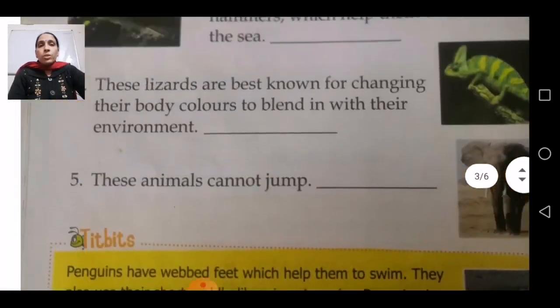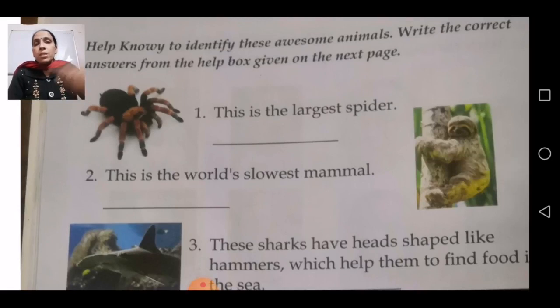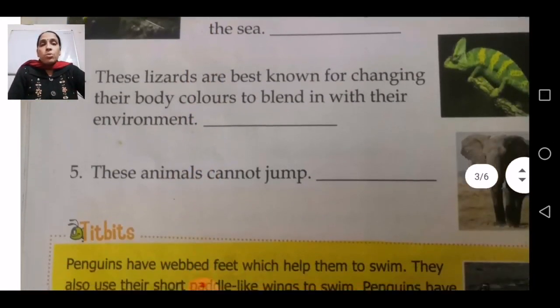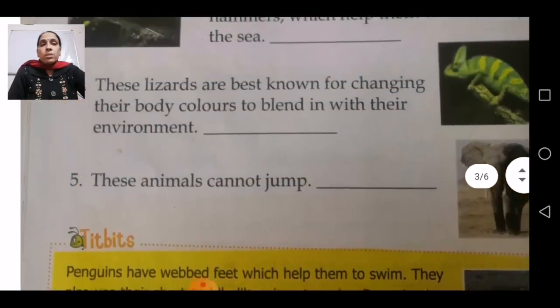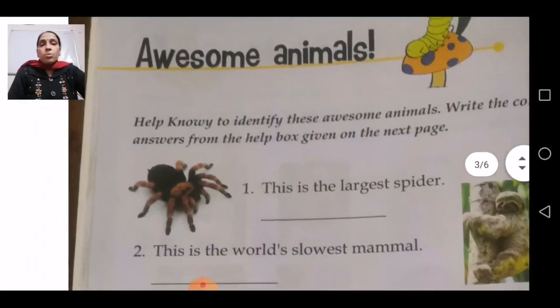Now question number 2. This is the largest spider. Which one is the largest spider? Obviously mammoth, mammoth is the largest spider. Now this is the world's slowest mammal. So which animal is the slowest one? Which animal is the slowest?